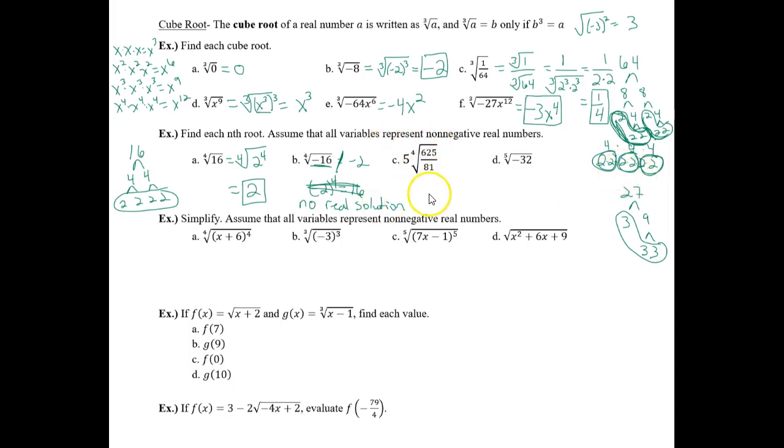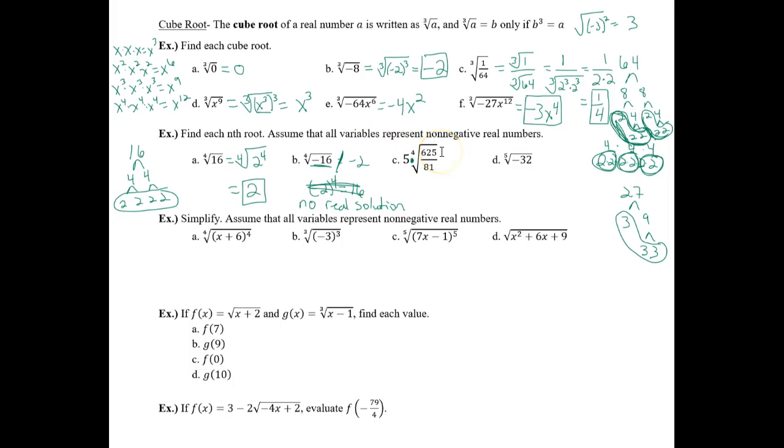Alright, part C. Now be careful with this. This little number is the index. This is the fourth root. This bigger number is saying 5 times that root. So it's on the outside of the root, being multiplied by it. We do have to simplify the fourth root first, though. I need to simplify this fourth root first.